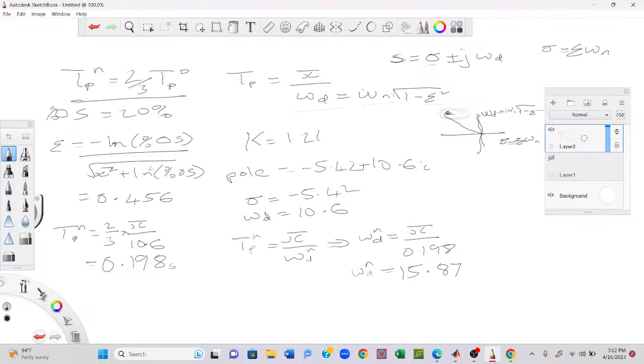You need to find your new omega n. So omega d is omega n square root of 1 minus zeta squared. That means omega n is equal to omega d over square root of 1 minus zeta squared. Omega d, 15.7, divided by square root of 1 minus 0.456 squared.